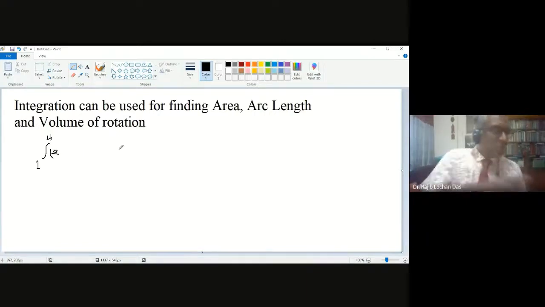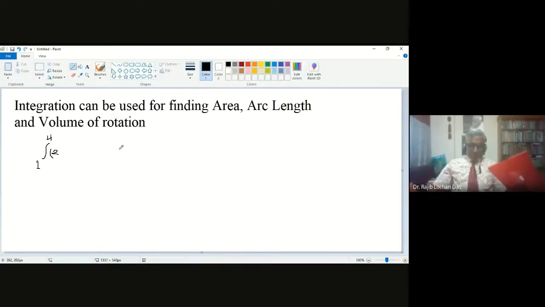Oh, let me use my board. Mouse is not really comfortable. So this is one simple example. I'm writing a function here. It is 2x plus 3, close bracket, dx. So this is the question.